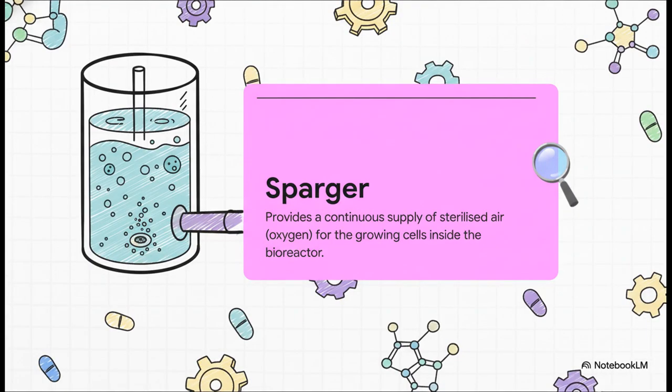Next, we've got the Sparger, a very important part. You know that little bubbler you see in a fish aquarium? The Sparger does a pretty similar job. It bubbles sterile air, which is full of oxygen, of course, into the liquid. Why? So our little microbes can breathe properly. See, they need that oxygen to work hard and make all the good stuff for us.